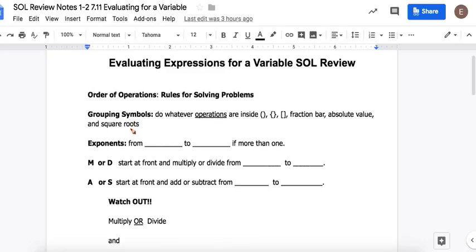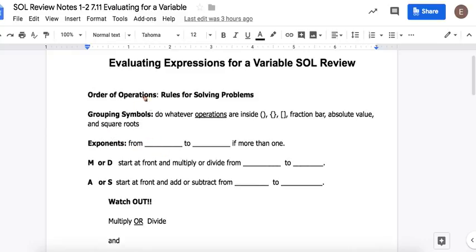So the first one that we have here, we call it GEMDAS. Normally you're used to hearing PEMDAS: parentheses, exponents, multiplication or division from left to right, and addition or subtraction. But now we are calling parentheses grouping symbols. So do whatever operations are inside the parentheses, brackets, fraction bar, absolute value, and square roots.